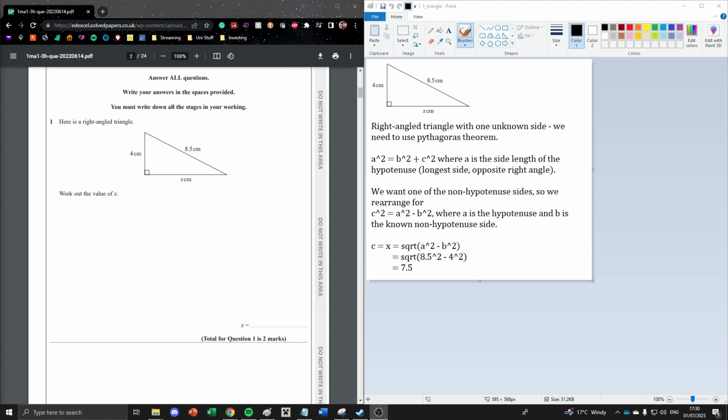So in this case, we just get c squared equals a squared minus b squared, and so c, which obviously is equal to x, is equal to the square root of a squared minus b squared. So that's the square root of 8.5 squared minus 4 squared, which gives us 7.5. Of course, we don't have to write centimeters here because the answer is x centimeters, not just the side length of x here.